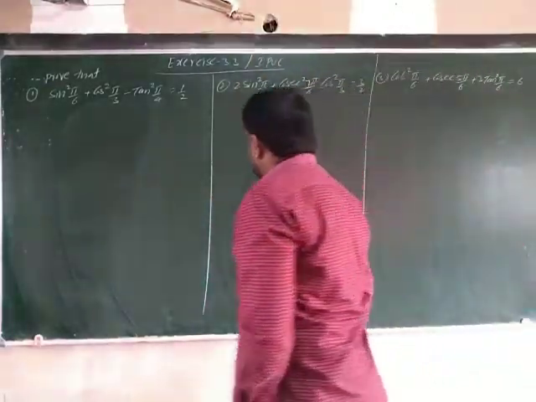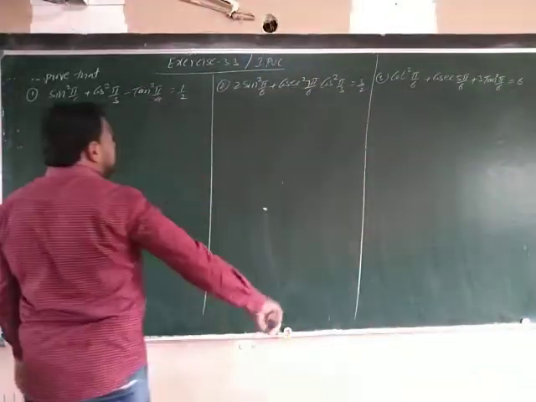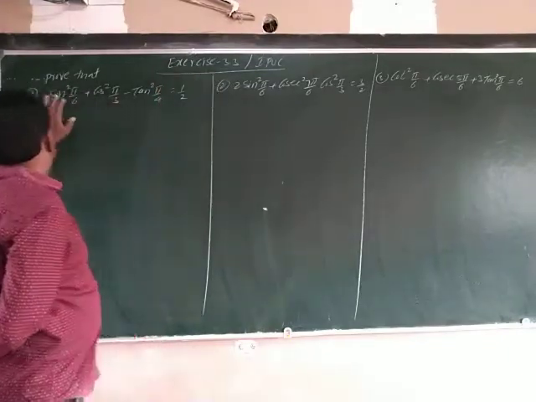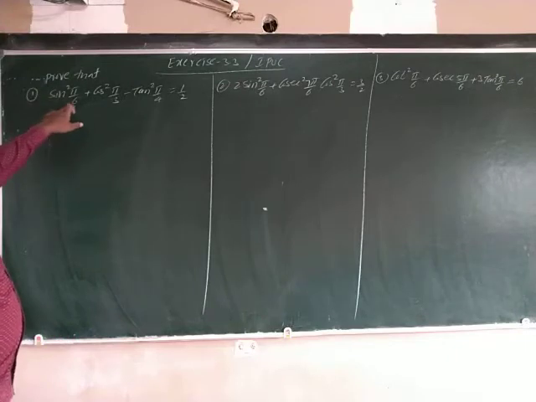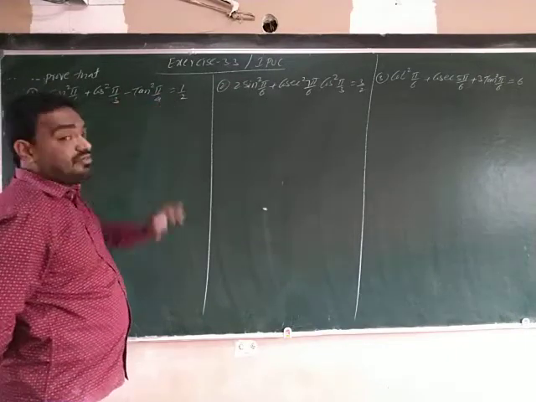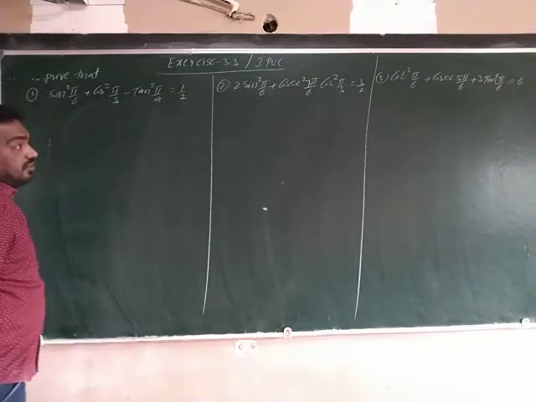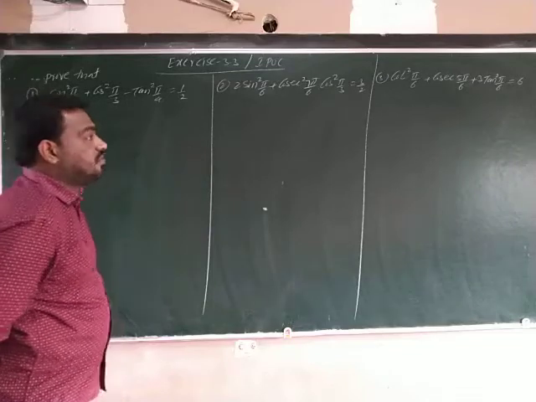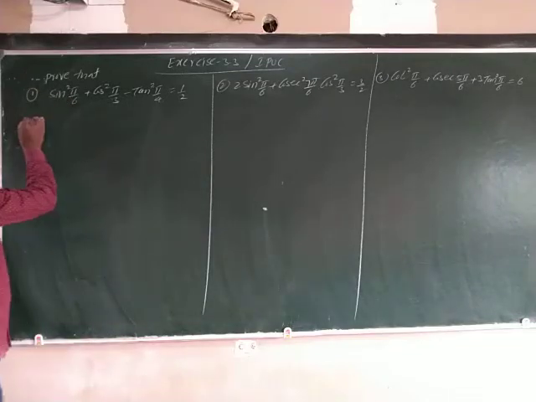First we see trigonometric functions. Exercise 3.3. Prove that first one: sin square pi by 6 plus cos square pi by 3 minus tan square pi by 4 equals 1. If you know the values of trigonometric functions, these questions are very simple. So now take one by one.